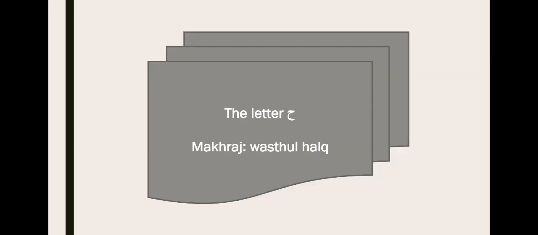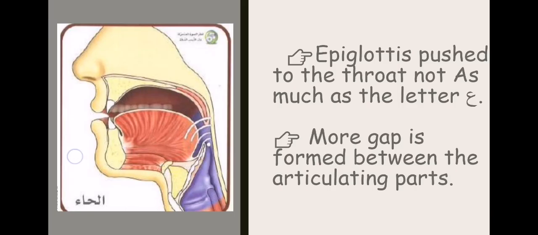Okay? Alhamdulillah, we have finished the letter ayn. Now we will move to the letter ha. What is the difference between the ayn and the ha? Both are from the same makhraj. Then what is the difference? The difference is that there is a very narrow gap in the makhraj of the ayn. Remember? But for the ha, there is enough space.